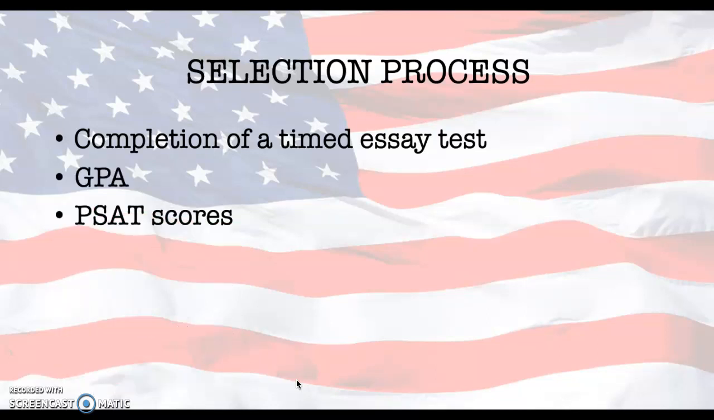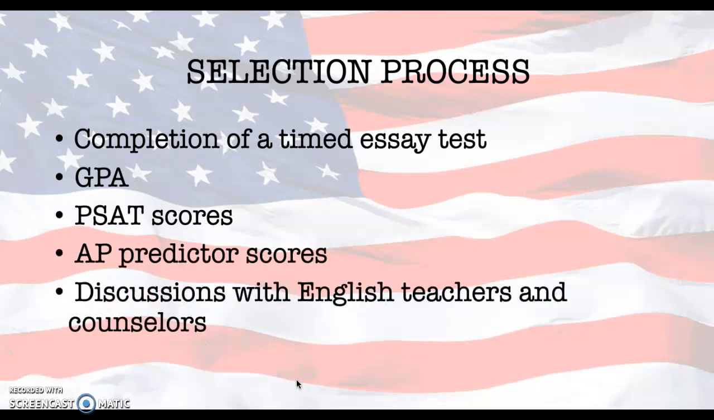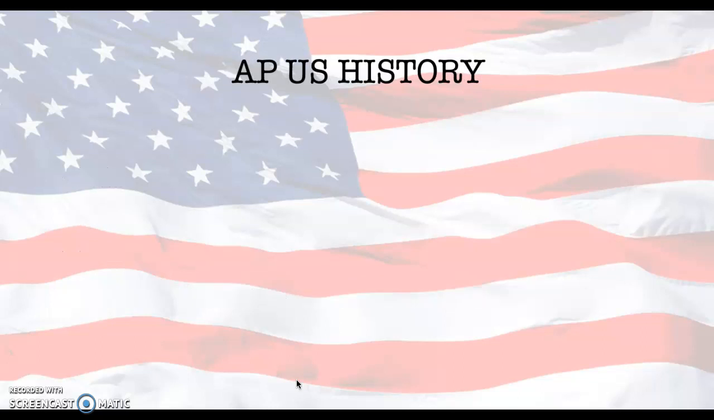The rest of the selection process includes a look at your GPA, your PSAT scores, your AP predictor scores, and finally discussions with English teachers and counselors in order to get a picture of who you are as a student. That will make up a matrix, and then we will come up with a list for both AP US History as well as Honors US History.